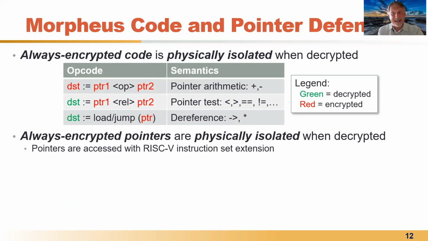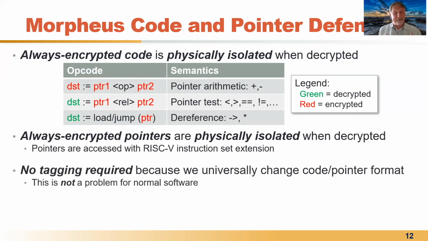Now, this forces us to add instructions. That's an instruction set extension that we made for RISC-V, which manipulates encrypted pointers. So it takes an encrypted pointer, it does an op on it, gives you an encrypted result. It can compare two encrypted pointers. It can dereference an encrypted pointer. It can jump to it, for example. And these are just instruction enhancements.